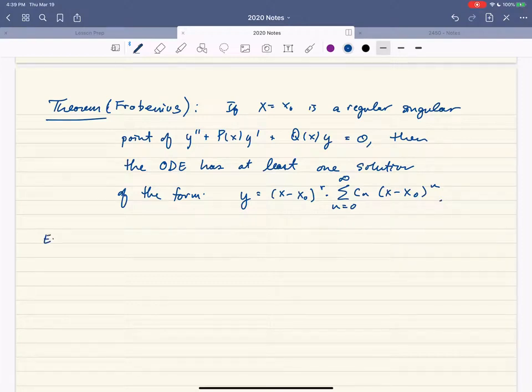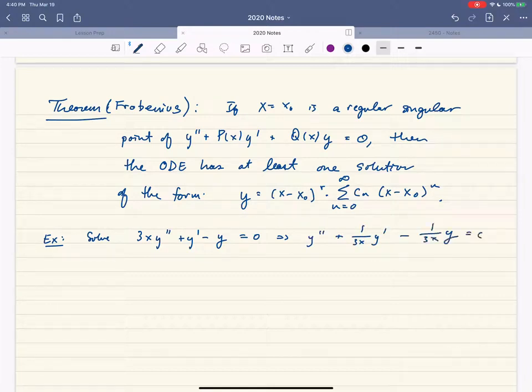What I want to do is walk through an example of finding a series solution. I want to find the solution to 3xy'' + y' - y = 0. And we can quickly write this as y'' + (1/(3x))y' - (1/(3x))y = 0, so that our p(x) is 1/(3x), and q(x) is -1/(3x).